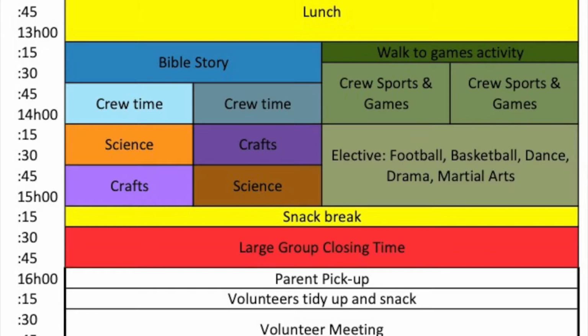After crew time, the youngest group will move to their science time, followed by 30 minutes of crafts. At 3:15, they will return to the large room for the afternoon snack. We close the day with 30 minutes of large group time. After more singing, dancing, and announcements, the parents pick up the children at 4 o'clock.